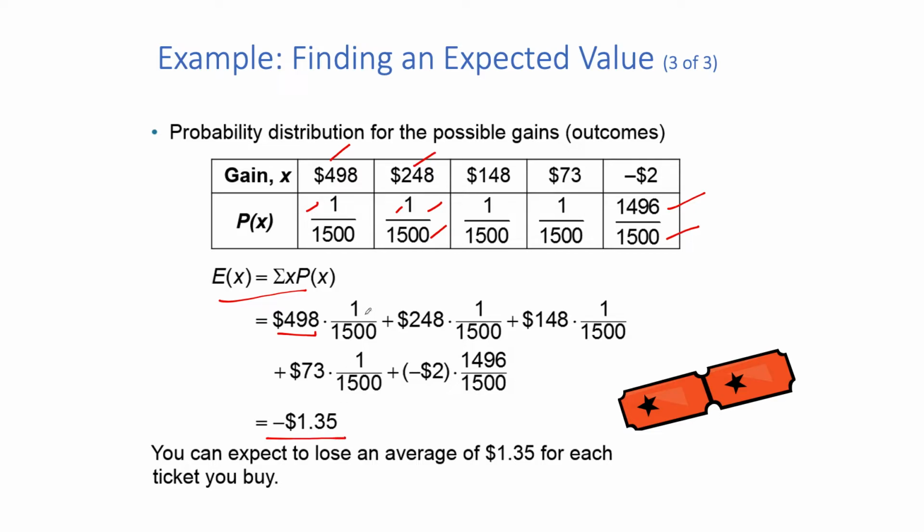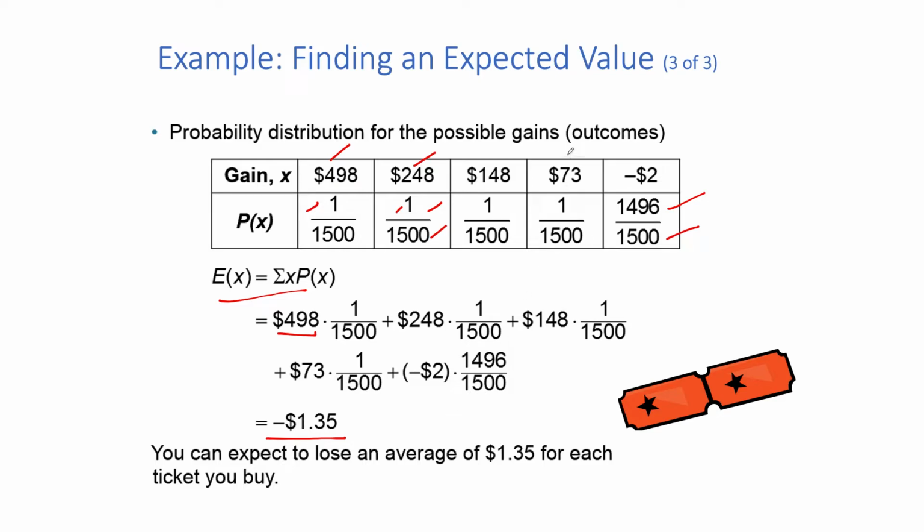And it turns out, if I run the math on this, that the expected value of this raffle is negative $1.35. So on average, right, if I go in and buy a ticket, on average, I expect to lose $1.35, right? So one way to think about this number is that if I buy a lot of these raffle tickets, most of those tickets I'm going to lose money on, right?